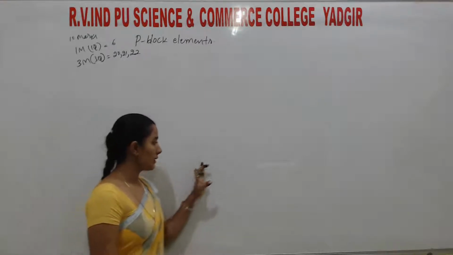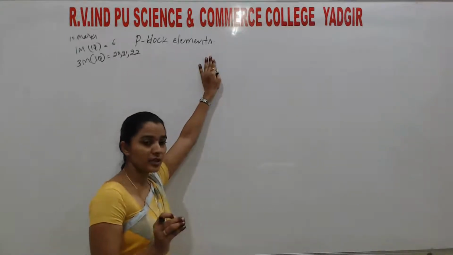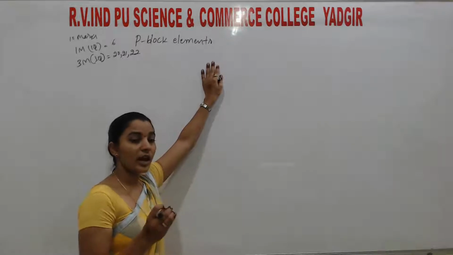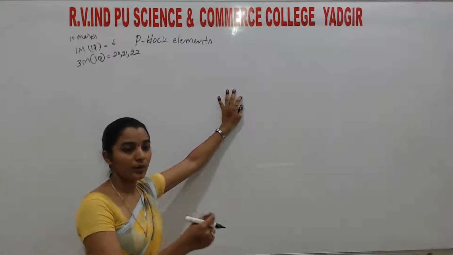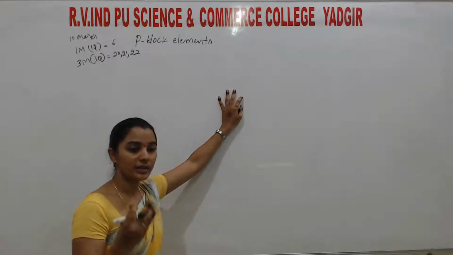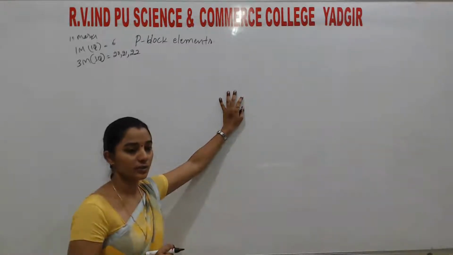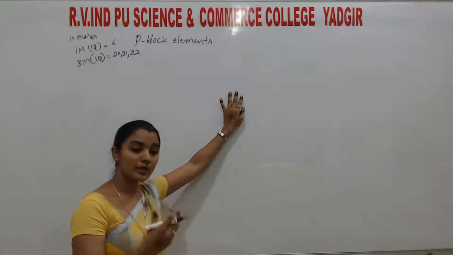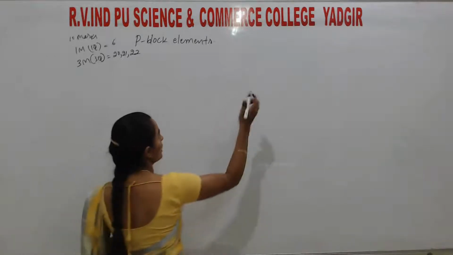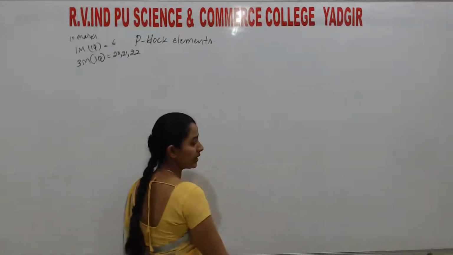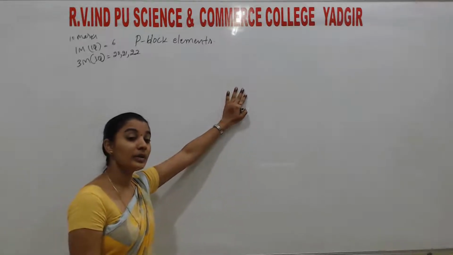So students, first I will say what P block elements are. If the last electron of the element enters into the P subshell, like P1, P2, P3, P4, P5 and P6, those elements are called P block elements. In the periodic table, the P block elements are present at the extreme right of the periodic table. That P block completes the periodic table.